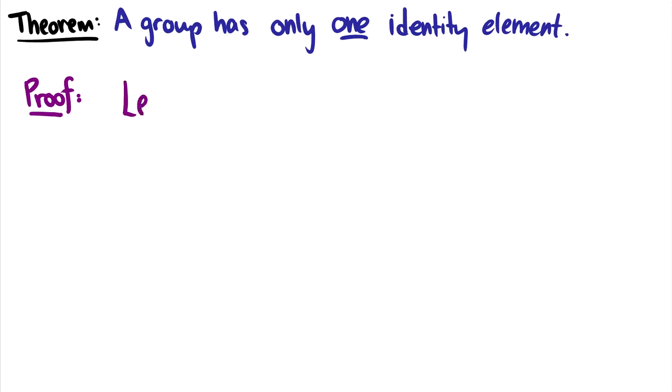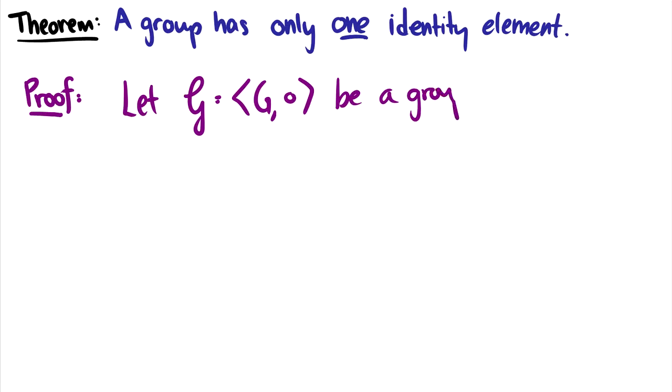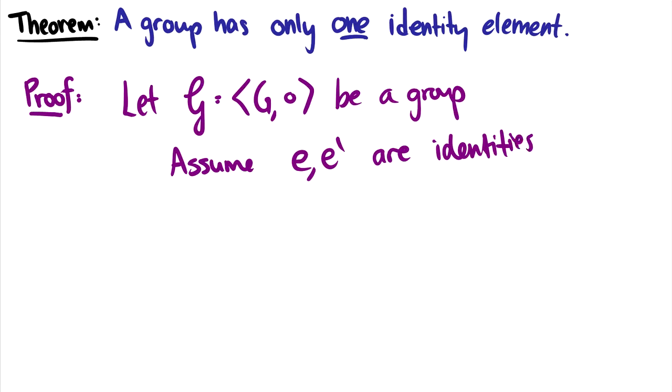I'm just going to let G and some operation be a group. Because our assumption is we're working with groups here. Okay, and now what I'm going to do is I'm going to assume that we have some E and E prime that are identity elements. So I'll just call them identities. And the important thing here is that E is not equal to E prime. So they're not the same identity elements. That's why I'm going to assume this, and I'm going to show that if we assume this, we get some terrible contradiction.